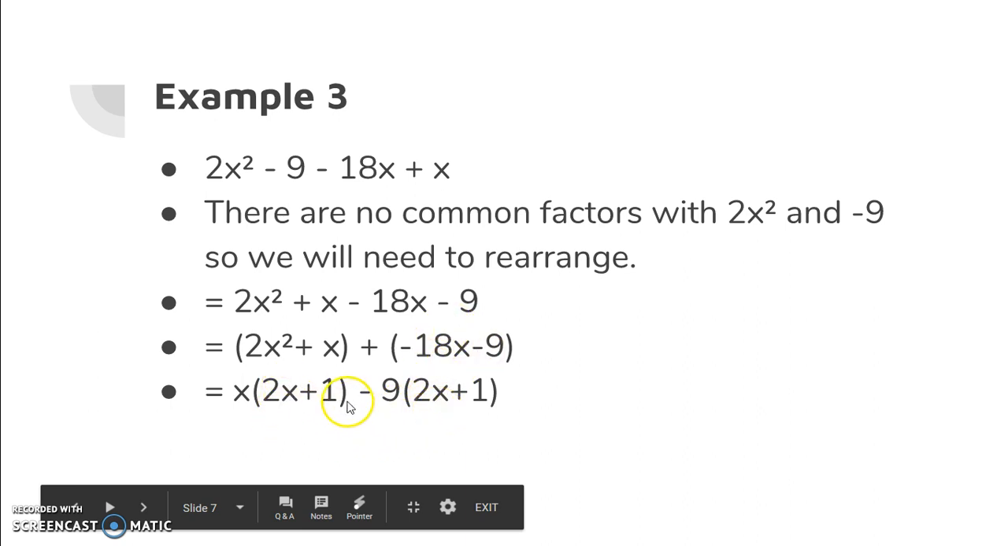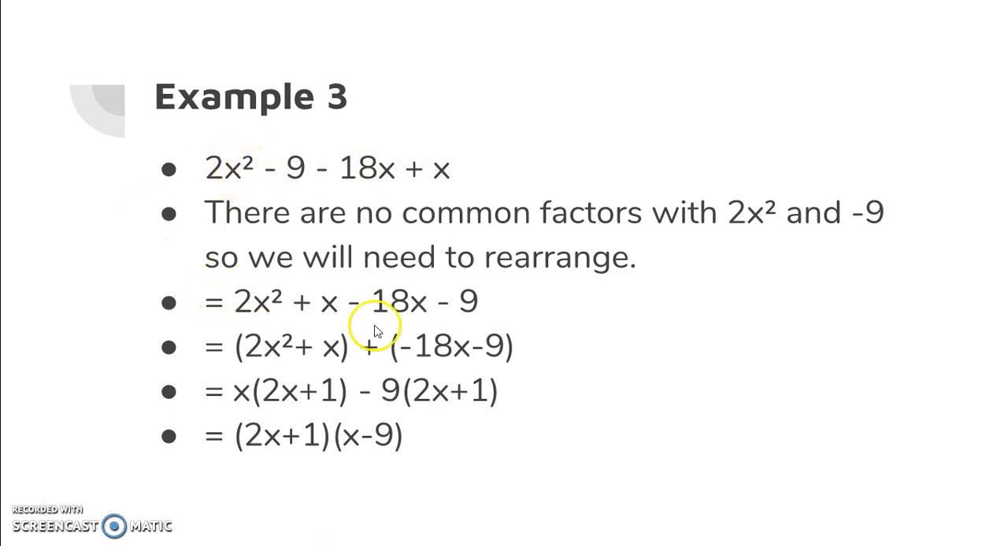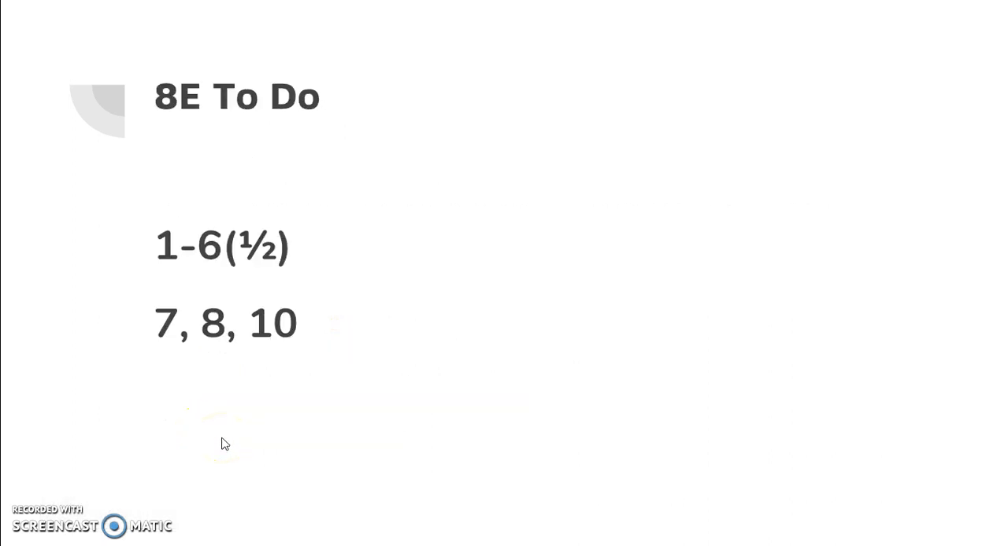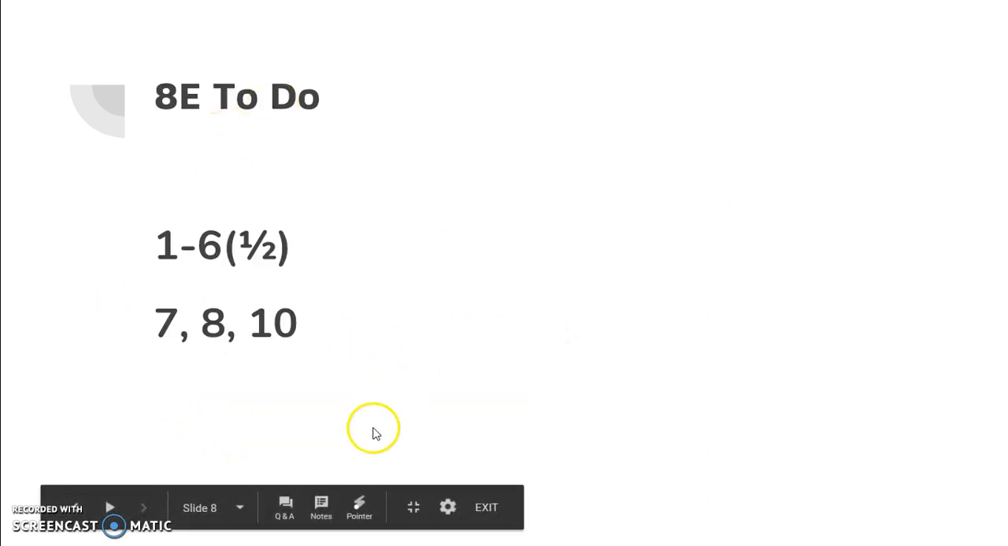So my common binomial factor is the 2x plus 1. So my ending answer will be bracket 2x plus 1, which comes from here, and then the x comes down, and the minus 9 comes down. So x minus 9 is the second bracket. And we're just going to multiply together. And that's how you factorize these four terms by rearranging it first to find common factors. So that's easy to do. Give it a go. Good luck.